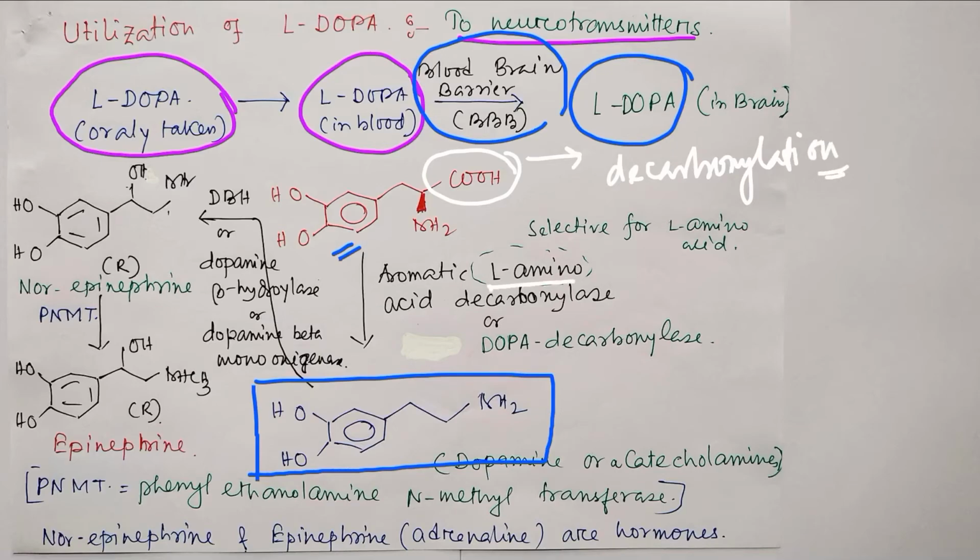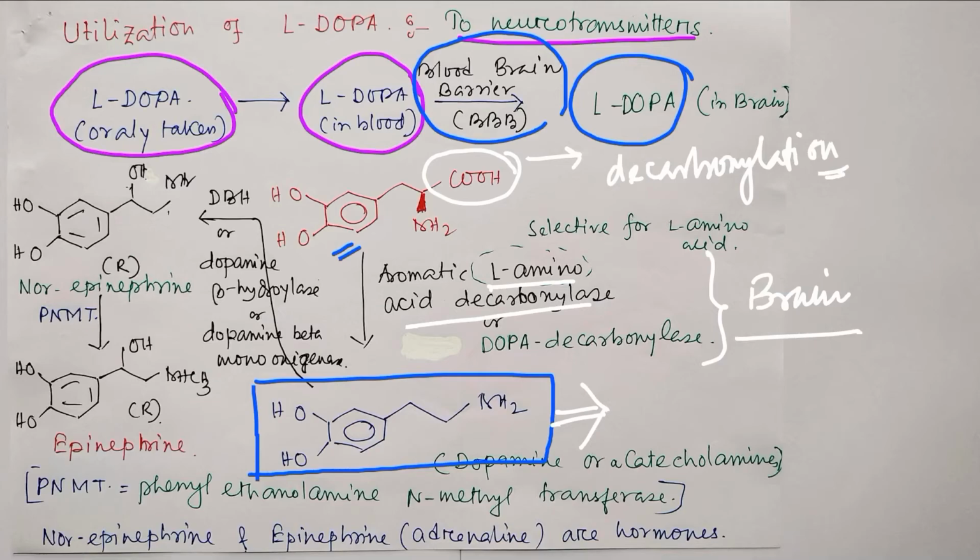Actually, this L-amino acid decarboxylase I shall explain. This is a very interesting topic. I shall explain it in another video. Right now, just accept that this happens to give the dopamine. Okay. So actually this reaction is in the brain. Please remember, this is in the brain. Fine. And so this is the medicine for Parkinson disease.